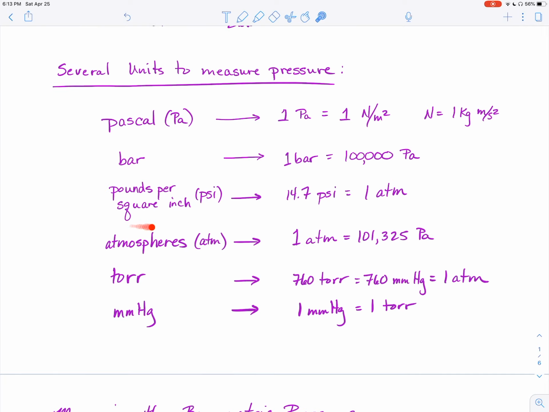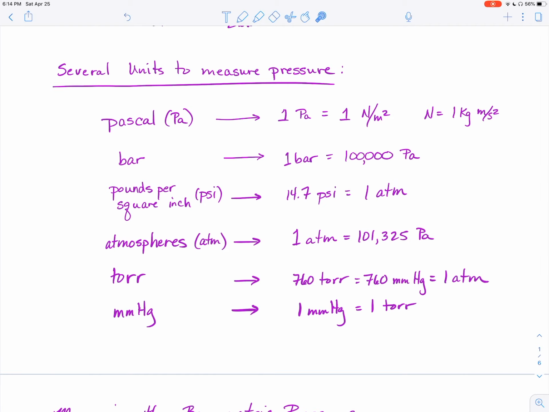In the United States and a few other countries throughout the world, we still use a type of pressure called pounds per square inch, or PSI. And 14.7 PSI is equal to 1 atmosphere. Well, what's an atmosphere? An atmosphere, using the abbreviation ATM, is the value we give of 101,325 pascals, which is what you would experience at sea level. If you were on our planet at sea level, we call that a single atmosphere.